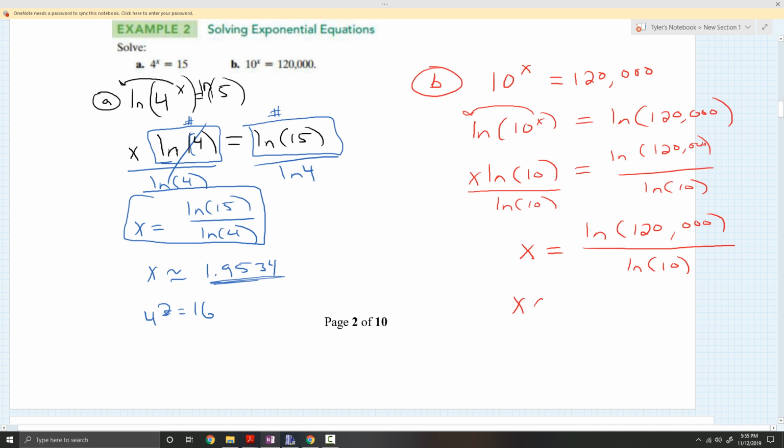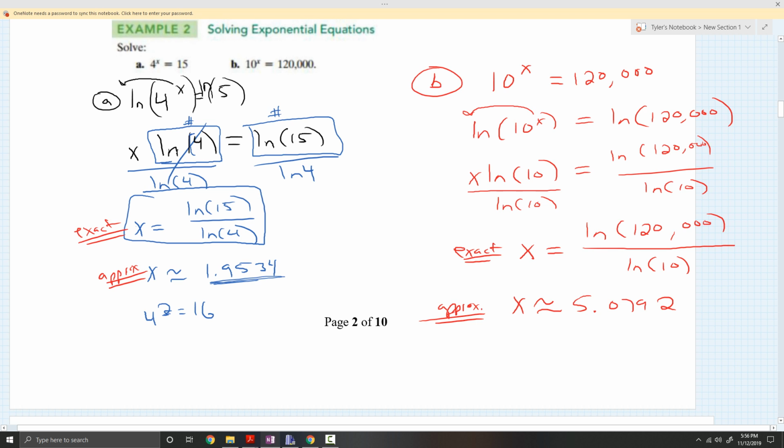So x is approximately 5.0792. Just to be clear, this is an exact answer, and this is an approximation. Just like over here, this is my approximation and this is my exact answer. So those are two different types of answers that we might have to show our work in.